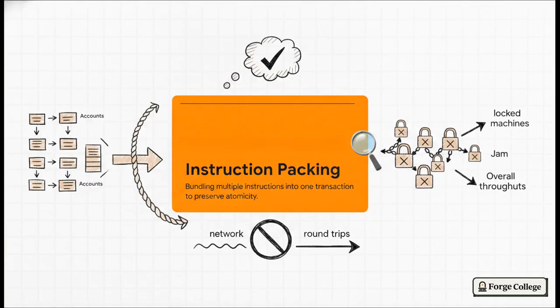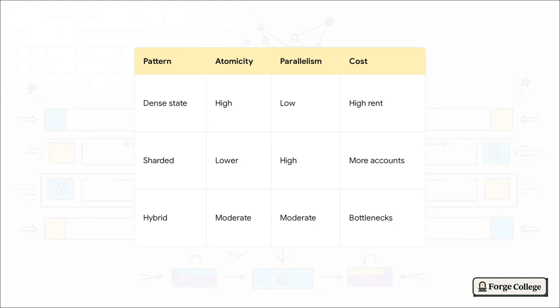Let's look at instruction packing for a second. This is when you bundle multiple instructions that touch related accounts into a single transaction. The massive, undeniable benefit here is that it preserves that all-or-nothing atomicity across all those instructions, and it saves you from making multiple round trips over the network. But the catch? You increase the footprint of locked machines. And more locked machines mean a much higher chance of causing a massive traffic jam on the factory floor, which drags down your overall throughput. Let's look at this engineering matrix we've sketched out.